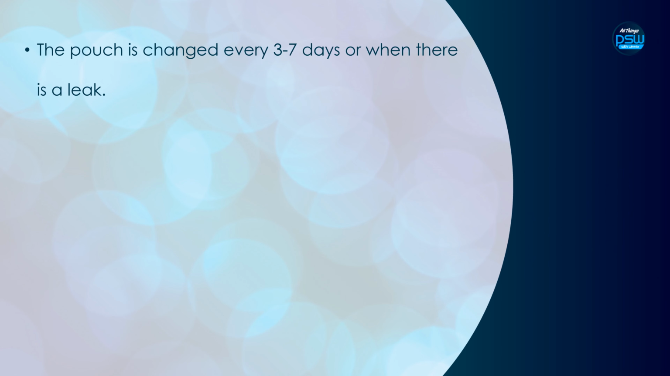So for these particular ostomies, the pouch is changed every 3 to 7 days, or if there's a leak, right? If there's a leak, of course, it needs to be changed. And this is changed by the nurse. You just inform them. And you also need to know that you can empty the pouch as well. It is in your scope to empty the pouch.